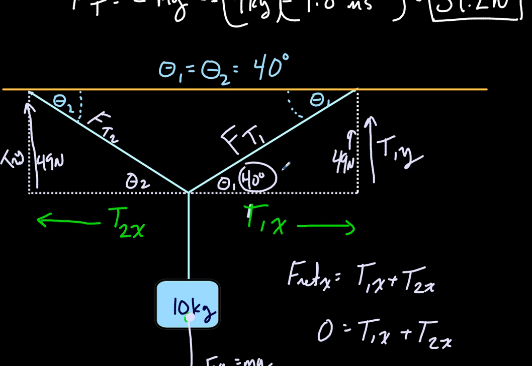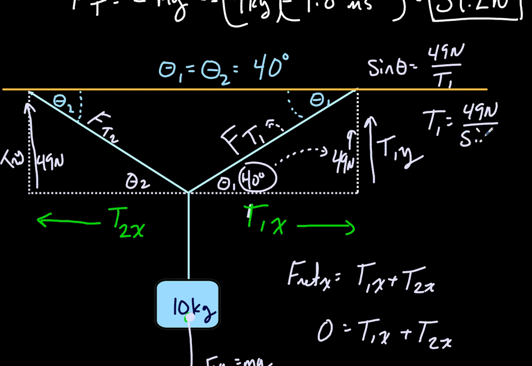So this is the opposite side, Ft is the hypotenuse, so we should be able to say that the sine of theta equals opposite over hypotenuse. The hypotenuse is, of course, your tension force 1, or T1, which is equal to 49 newtons over the sine of theta, right?